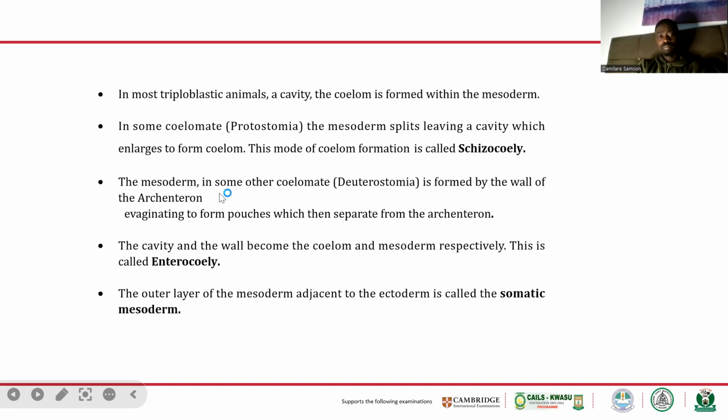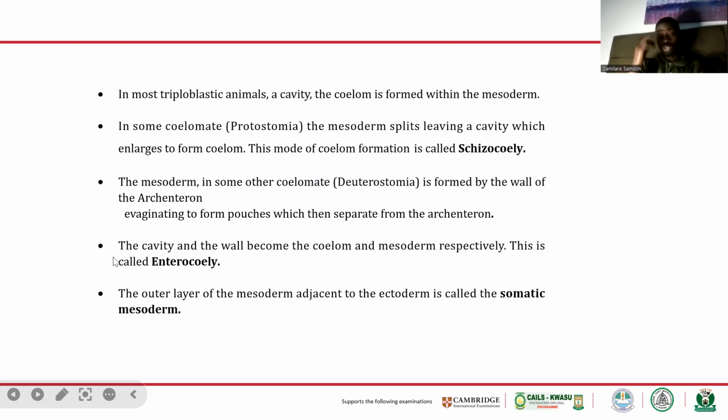So the mesoderm in some other coelomates, that's deuterostomia, like I said, we will still talk about all this, so you'll be familiar with them when we get there, is formed by the wall of the archenteron. I think you still remember that. That's the wall of archenteron forming the mesoderm, invaginating to form pouches, which then separate from the archenteron. So the pouches lead to the formation of their own coelom.